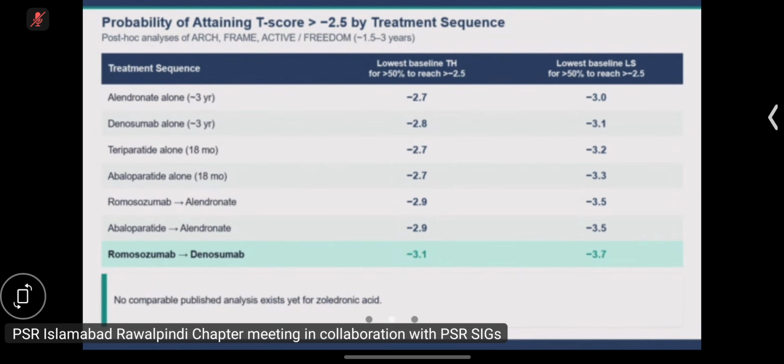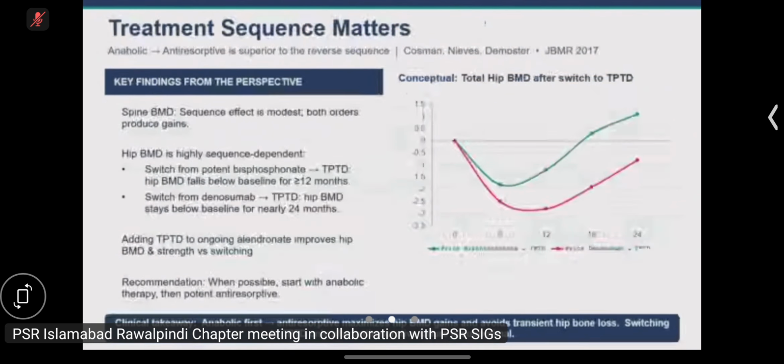Like, for example, we get to know that if a patient has a T-score of less than minus 2.7 at hip joint, then they have less than 50% probability of increasing their T-score with alendronate. So alendronate should not be chosen for these patients. Similarly, if their score is below minus 2.8 at hip, then choosing denosumab would also not be a very good choice because they have more than 50% probability that they would not be able to achieve their target T-score, and so on and so forth.